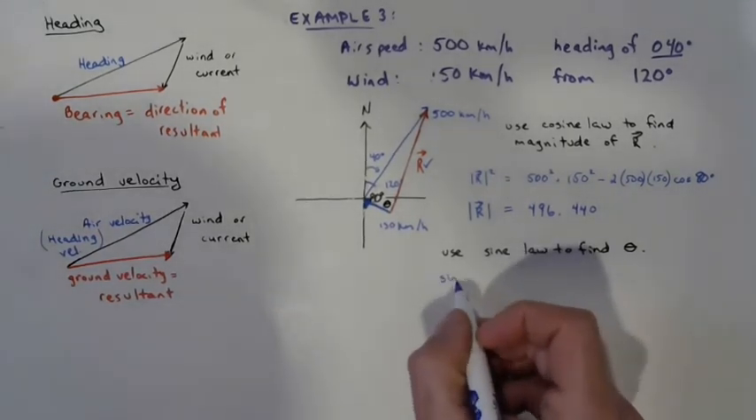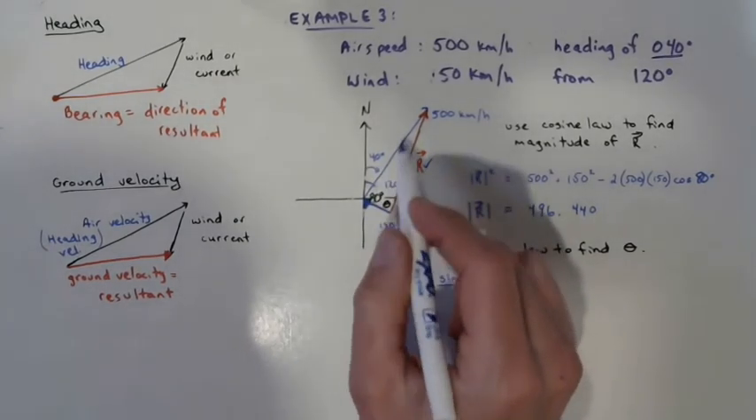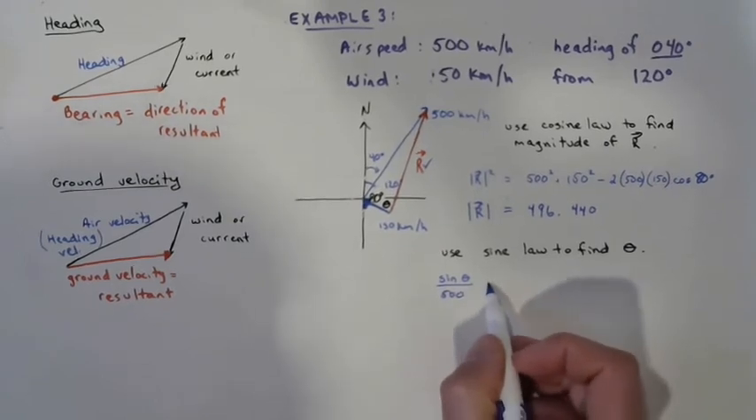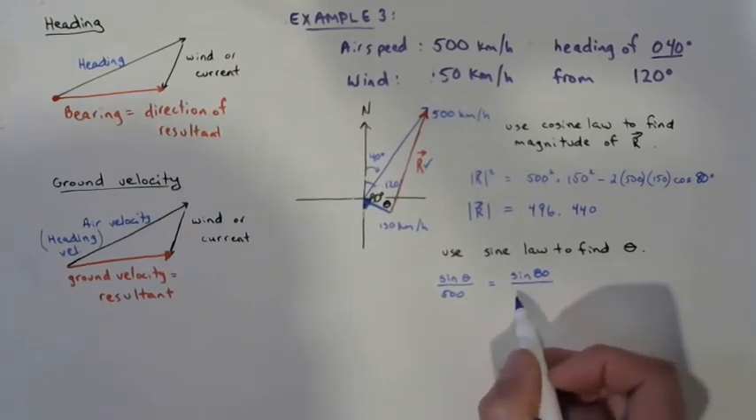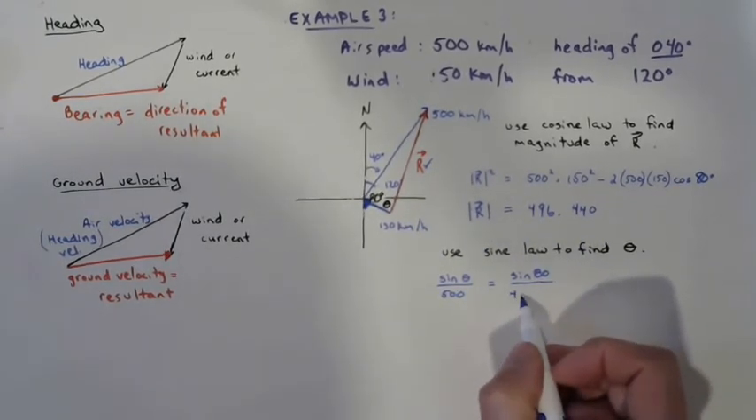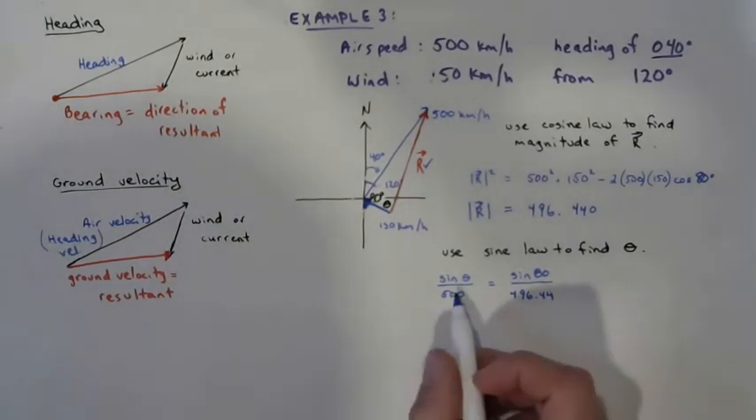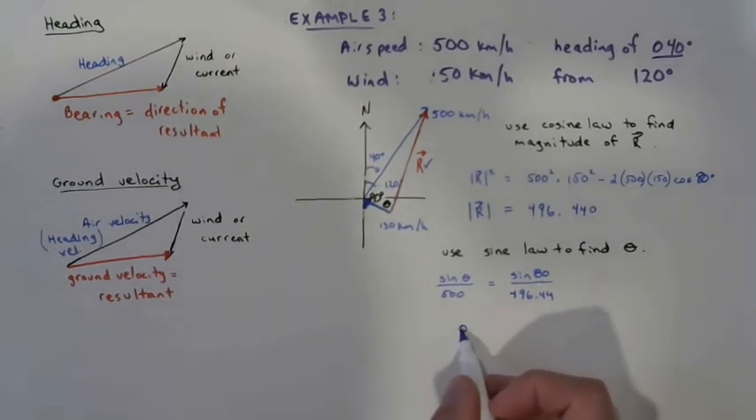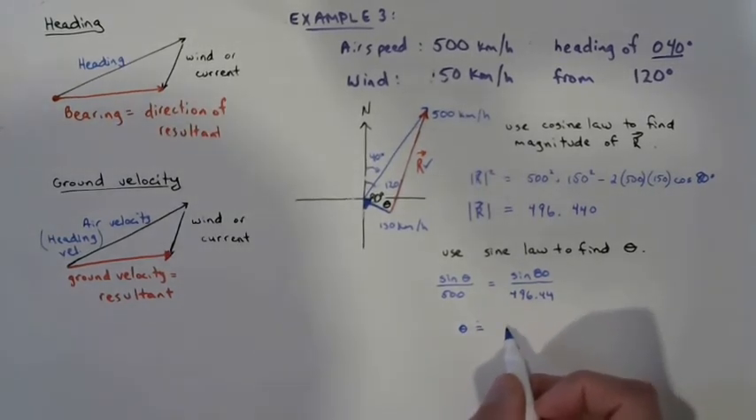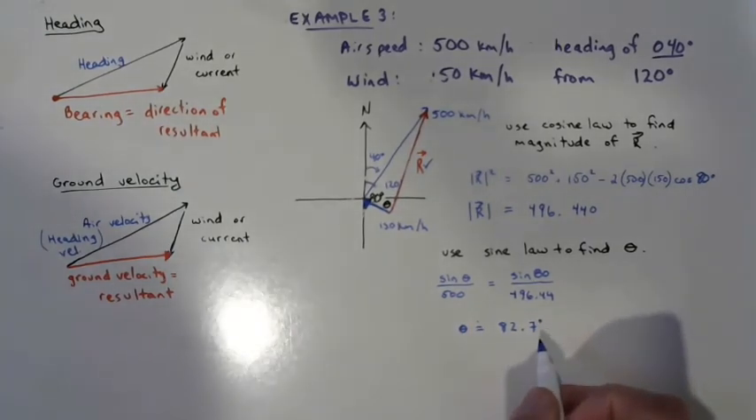So we've got the sine of theta over the magnitude of its opposite side, its vector, 500. And that's equal to the sine of 80 over the magnitude of the resultant, which was 496.44. Be as precise as possible. And multiply both sides by 500. Take the inverse sine of both sides. We end up with theta as approximately 82.7 degrees. All right.